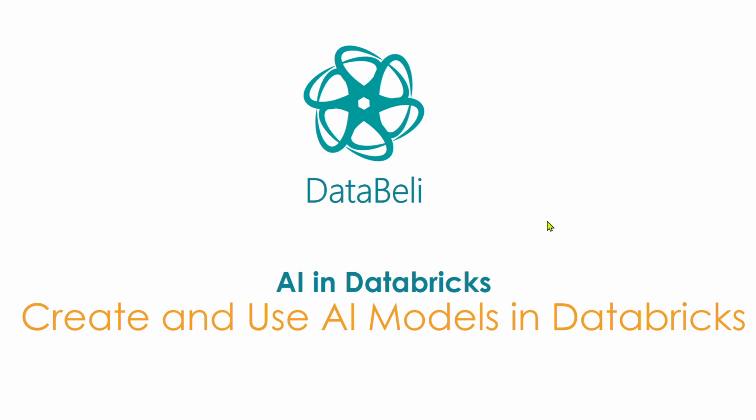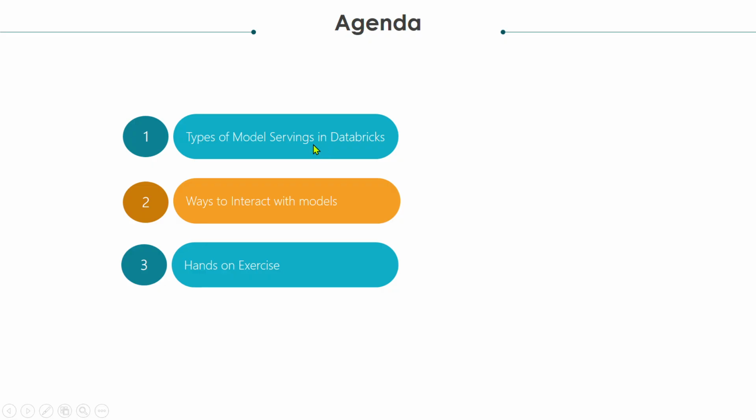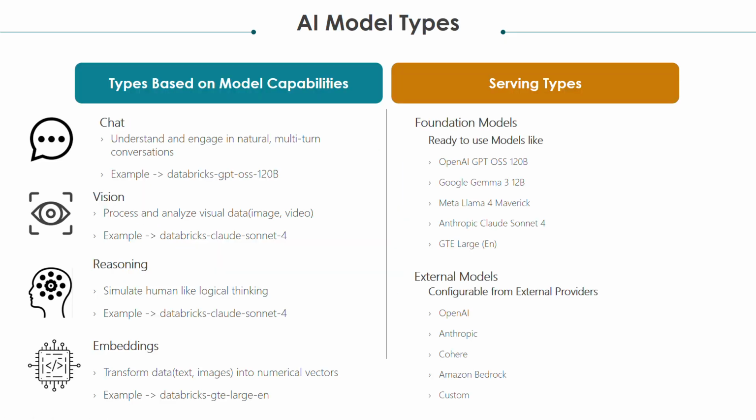Hello everyone. Today we are going to discuss how we can create and use AI models in Databricks. First, we will discuss what the different types of model serving we can create in Databricks are, like foundation APIs and external models. And then we will discuss how we can interact with those models using the UI and via programming. And then we will do a hands-on exercise where we will create these models and then query them using various methods. So first we will discuss the different types of AI models we can create.